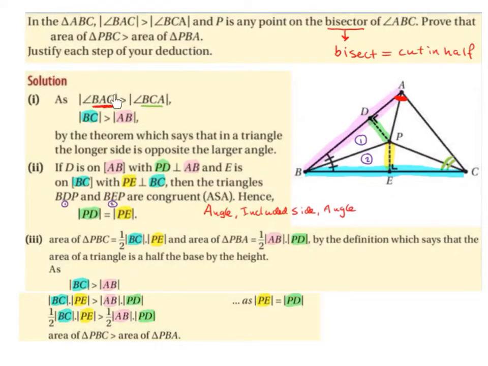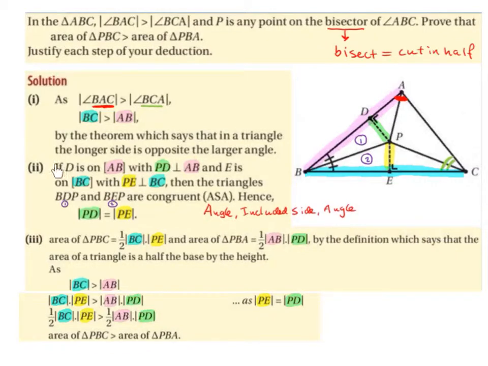So if the angle BAC is bigger than the angle BCA, then the side that is opposite the bigger angle is BC. And if this is the smaller angle, the side that's opposite is BA. So this side, BC, must be bigger than this side, BA.